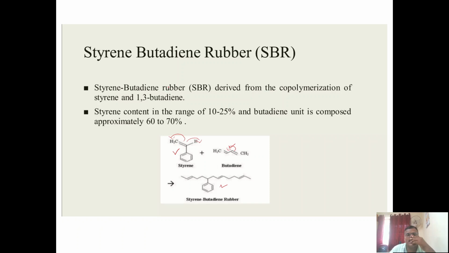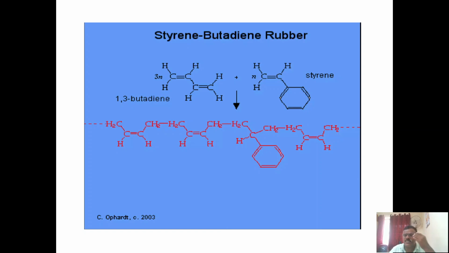Read the theory now. Styrene butadiene rubber is derived from the copolymerization of styrene and butadiene. What is copolymerization? Two different monomers. Styrene content is in the range of 10 to 25%, and butadiene is approximately 60 to 70%. This is the structure of the polymer.